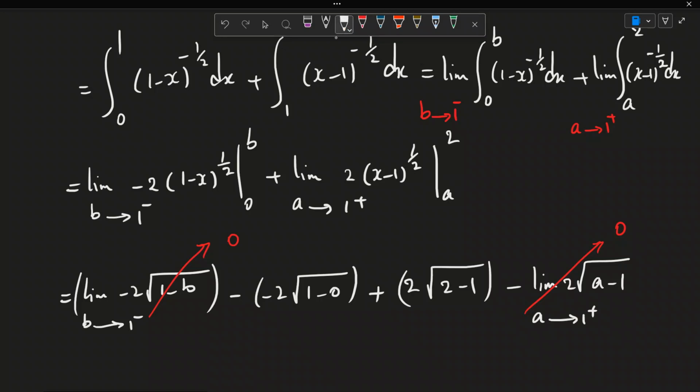And the final answer, we have 2 plus 2, which is 4. So this improper integral converges to 4, or it is convergent.